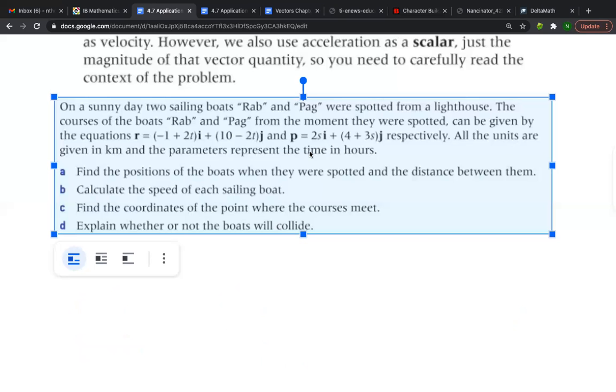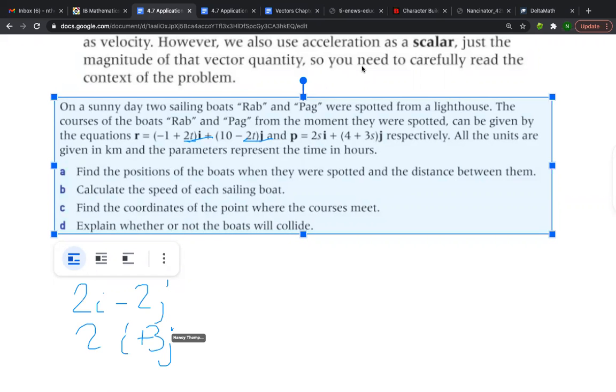Part B says to calculate the speed of each sailboat. So in order to do that, remember that speed is the magnitude of velocity. So we're going to take our direction portion. So we have 2i minus 2j for the first one. I get that from the pieces with the t. And for the second one, we have 2i plus 3j.